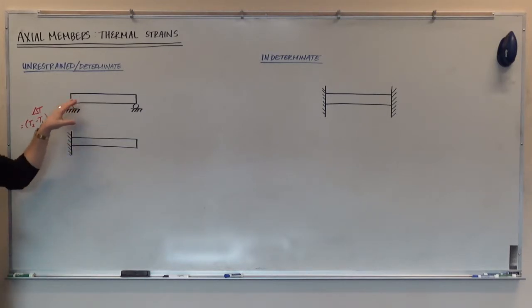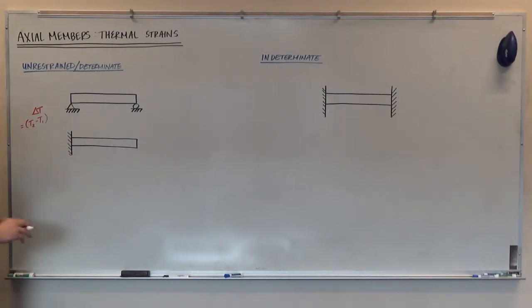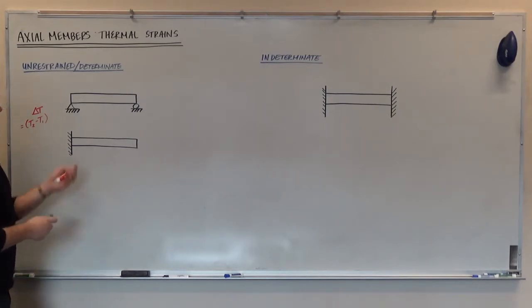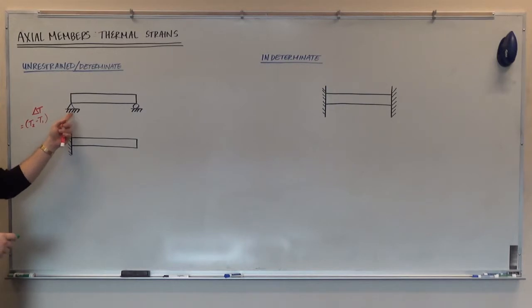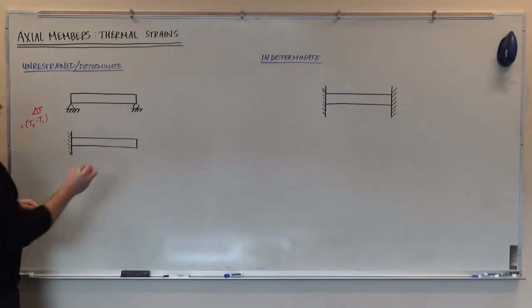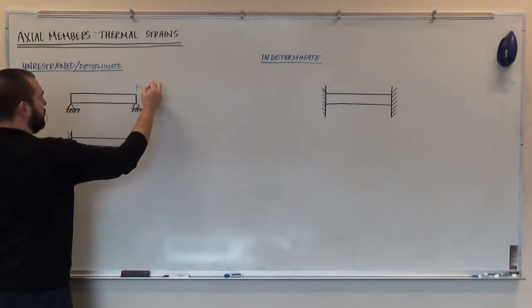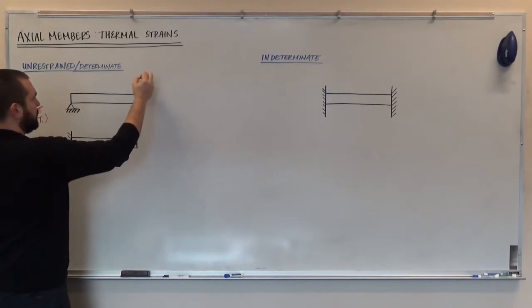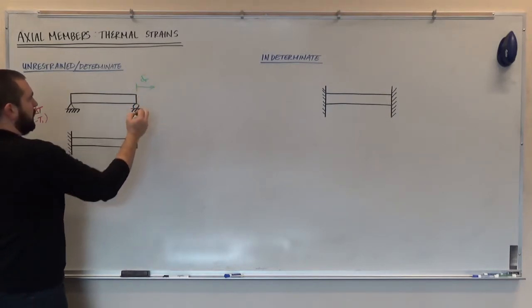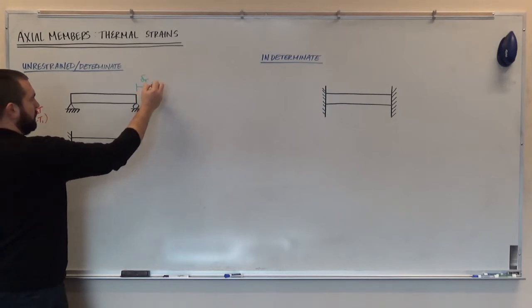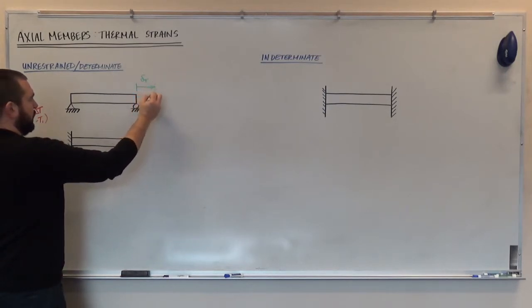But either of these columns right here, if they were subjected to a temperature increase or decrease, they would be free to expand or contract in the longitudinal direction. And so what would happen for this top, that's a simply supported column where we have a pin and a roller. The pin would prevent translation longitudinally, but the roller would allow it. And so we would get some change in length here. And I'll just call that delta T. It means this column is going to get longer.